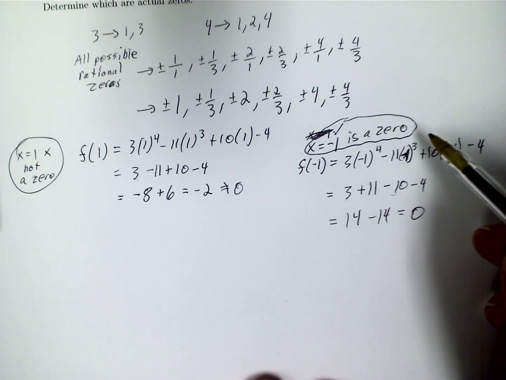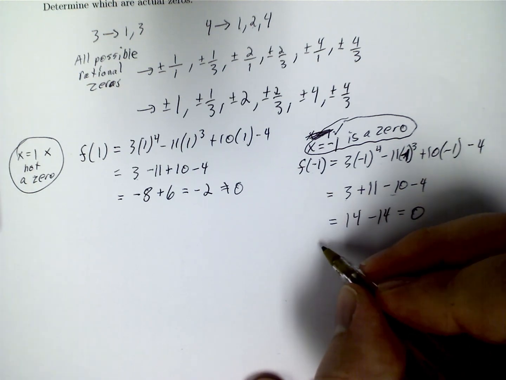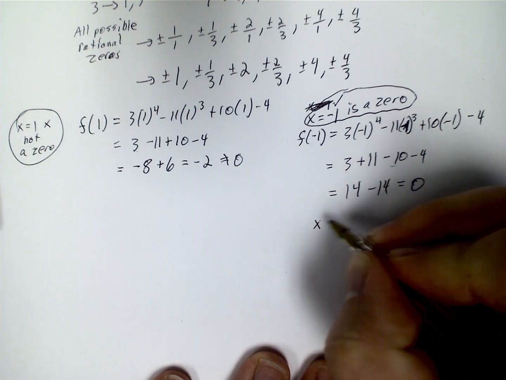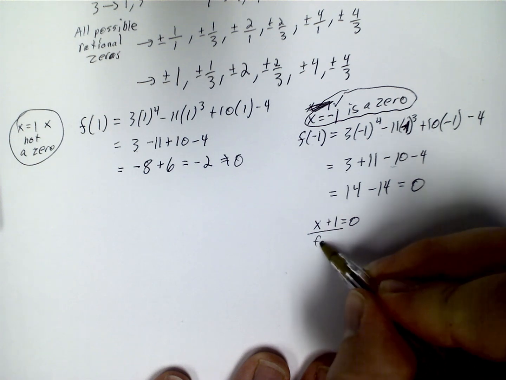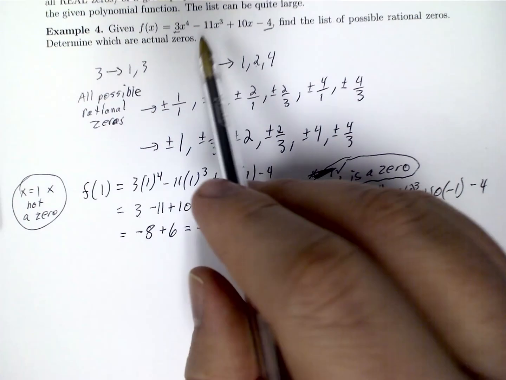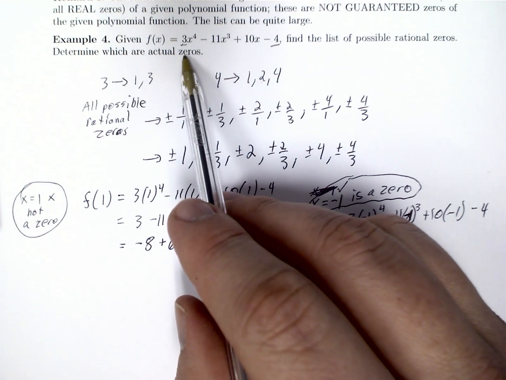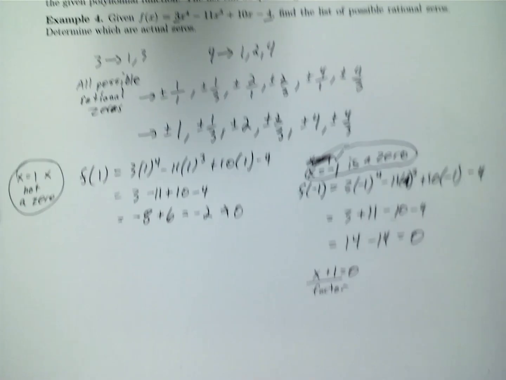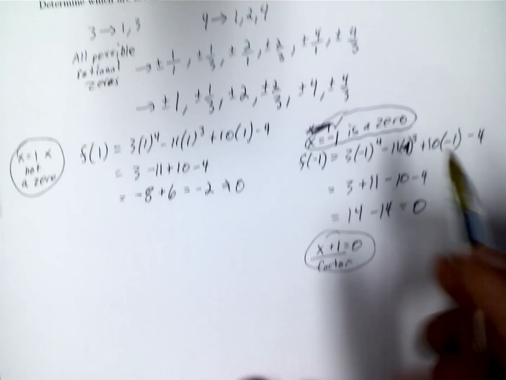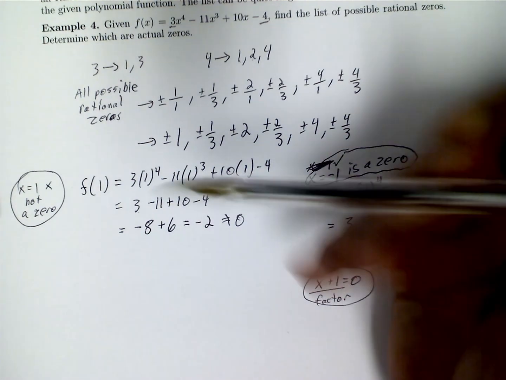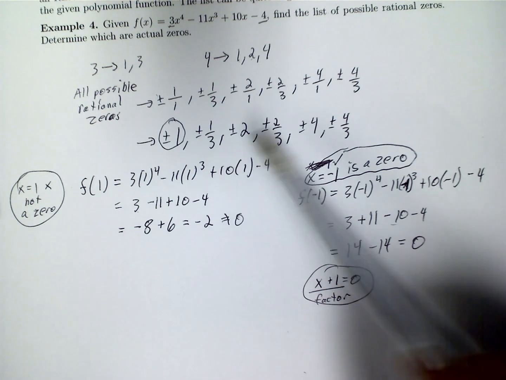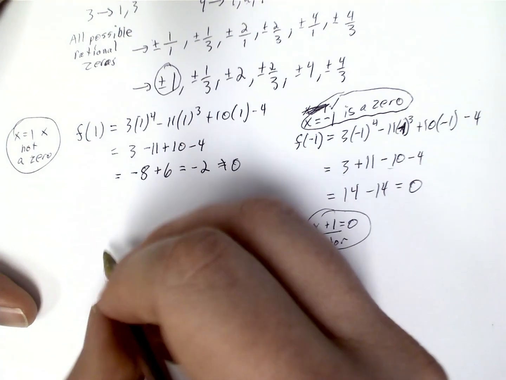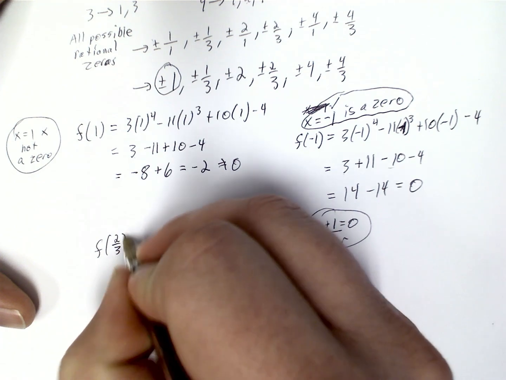So we know x plus 1 is a factor, and remember that if we know that it's a 0, then we know that it's a factor of our original polynomial, 3x to the 4th minus 11x cubed plus 10x minus 4. Now, we could go through and plug all of these numbers in. So all we've done is check these two numbers. We could check all of these, but that's a little excessive.